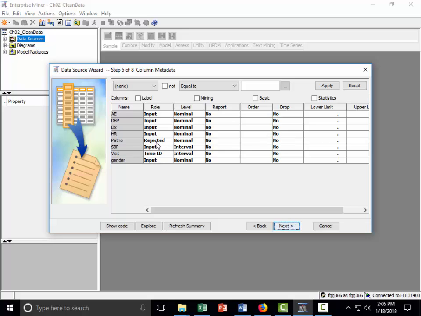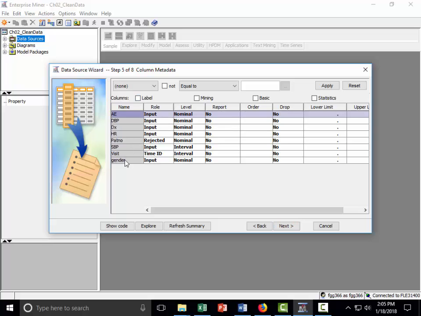it has too many values, too many classes. It's a nominal variable and it has too many values in it. Okay, 20 was our threshold, remember? So it has too many classes, so that's been set to reject. Okay, and the rest of them are set up like..